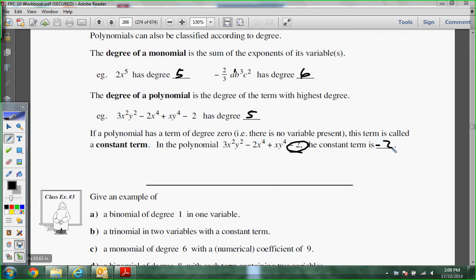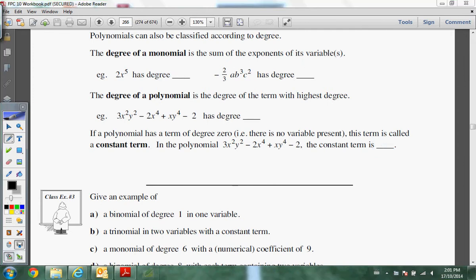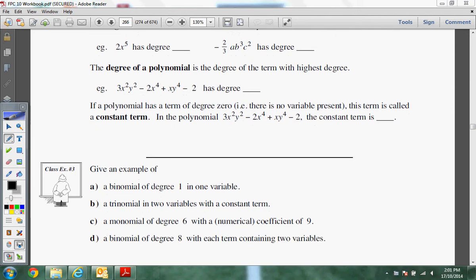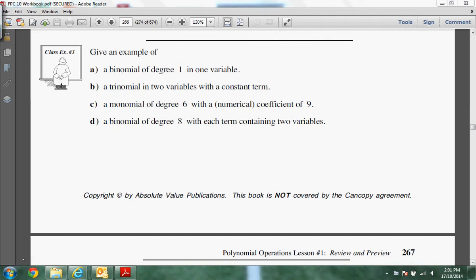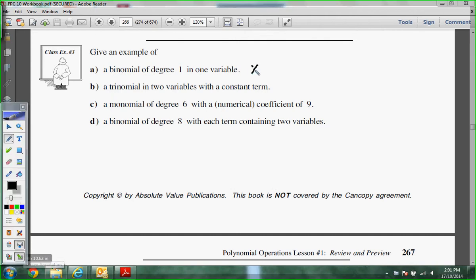Okay. All right, I'll fly through these ones, and then we'll go back around here. So give an example of a binomial with a degree of 1 with 1 variable. That would be like x plus 3. It's a binomial with a degree of 1 with 1 variable.